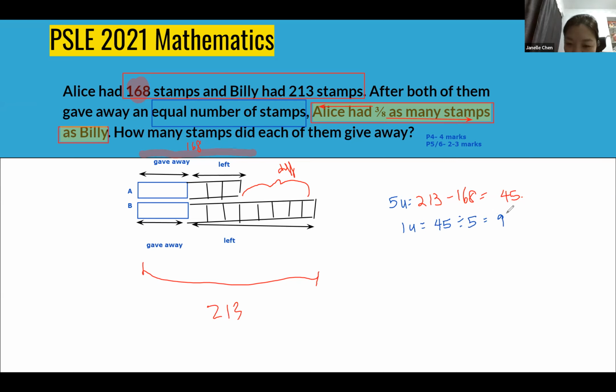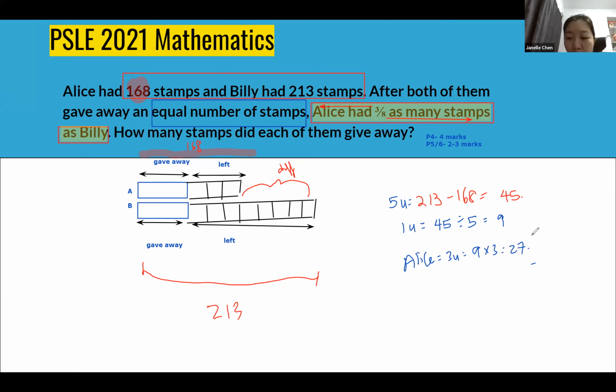Just do it quickly. So 1 unit is 9. And then how many stamps did each of them give away? My suggestion is, for those that are not very sure what to do, always go to the one that has less. Alice has lesser, at least 3 units left. So I'm going to find these 3 units, which is the left, first. So 9 times 3 equals 27.